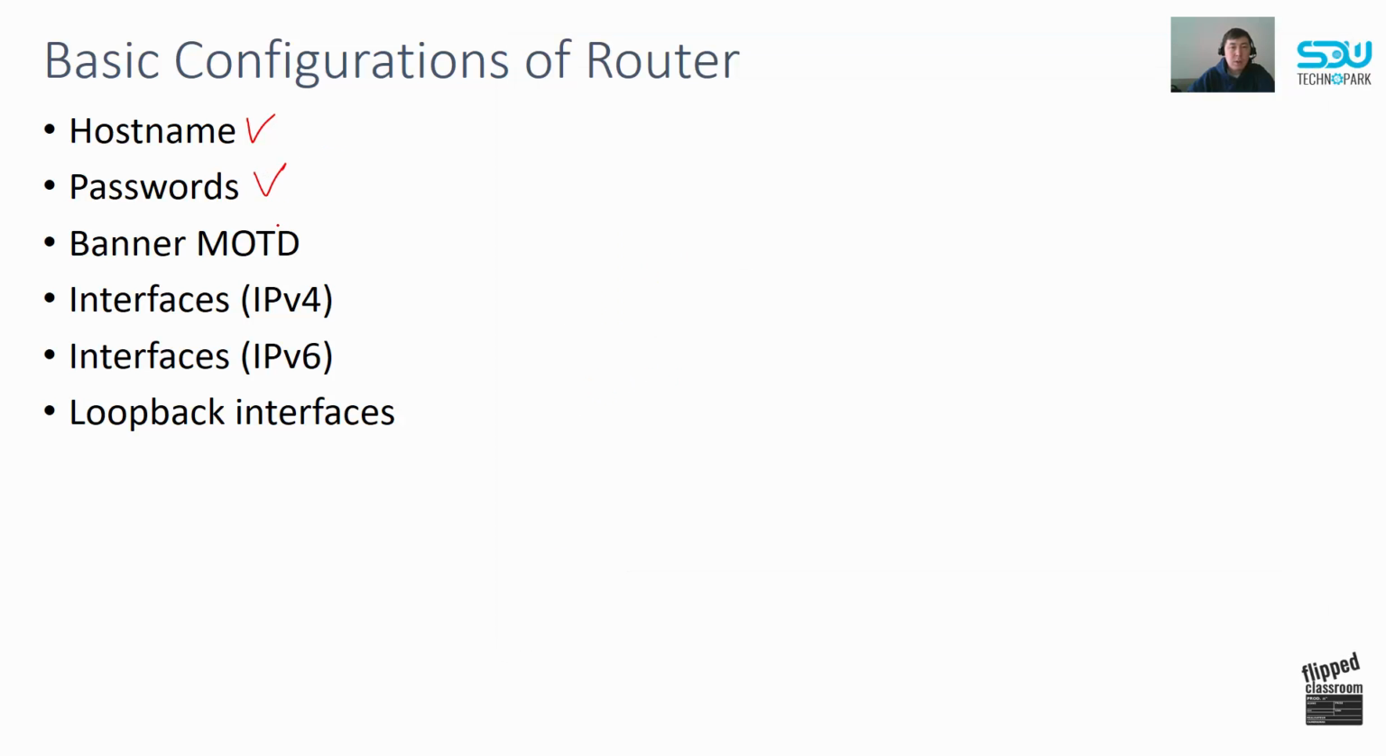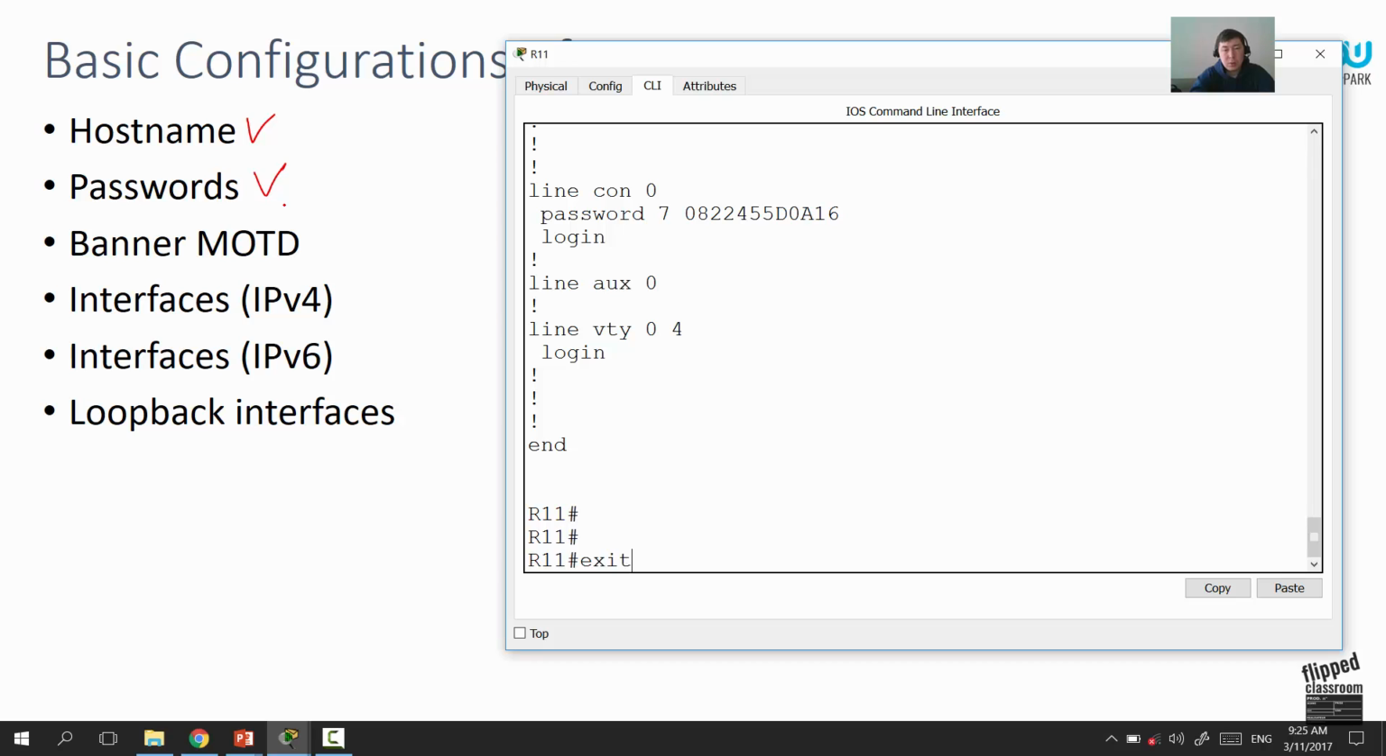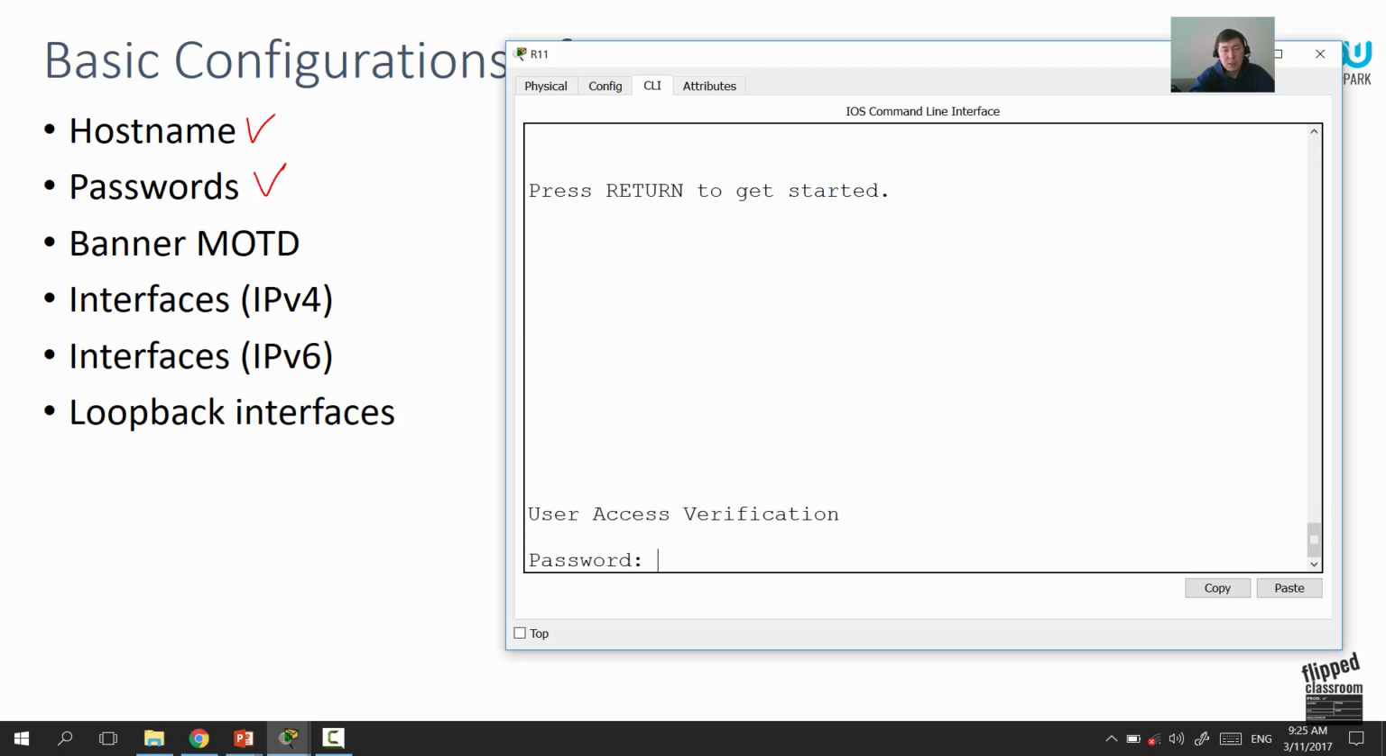I showed you how to make a basic configuration of the passwords, and the next thing is the banner message of the day. When someone tries to connect to the router, and exits, for example, and tries to connect again, here we have user access verification. This is just text, and you can also provide your own text, like authorized access only or something like this.